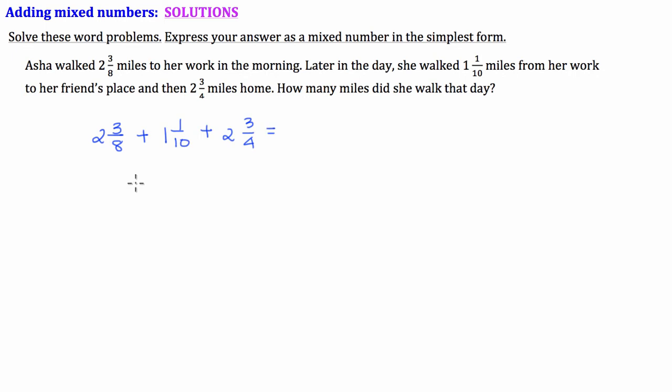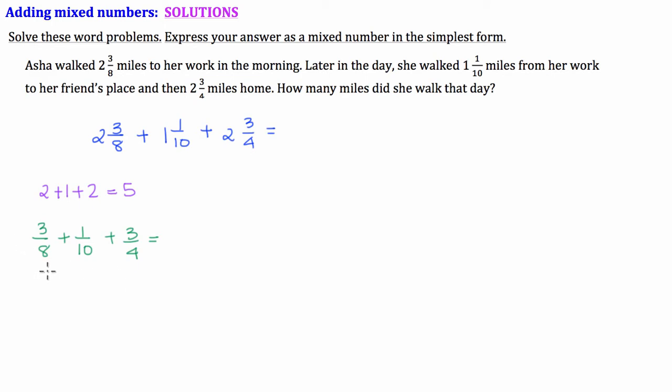So how do we add these mixed numbers? We'll first add up the wholes. 2 plus 1 plus 2 equals 5. Then let's add up the fractional parts. 3/8 plus 1/10 plus 3/4. We have to find a common denominator for this.